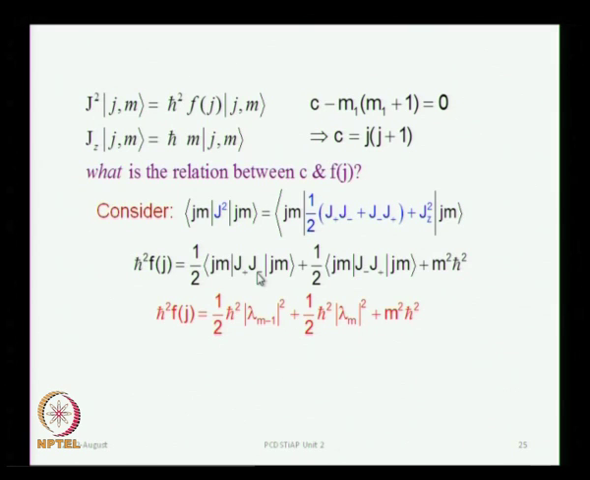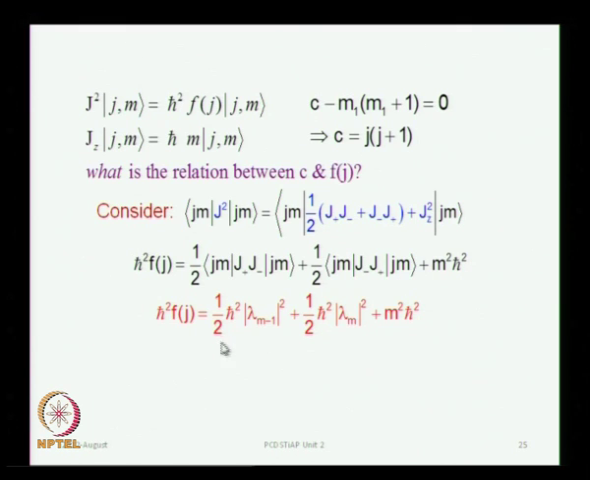And now you use the lowering and the raising operators. Using the earlier forms, you find that you will get a term in modulus lambda m minus 1 square from this term, and from this term you will get modulus of lambda m square, right. It is very easy to see that.